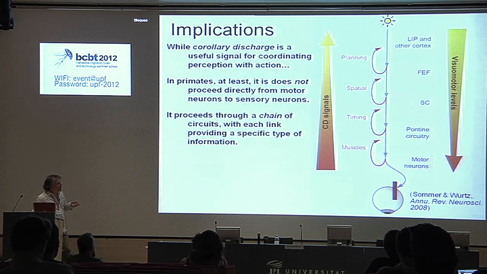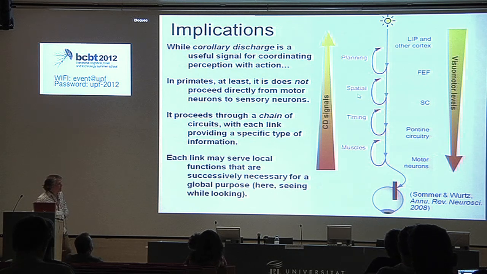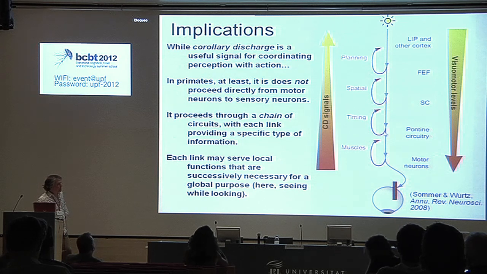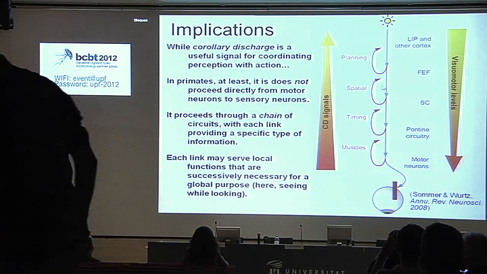cortical areas. Corollary discharge seems to proceed through a chain of circuits, with each link providing a specific type of information. And that's why, at the start, I said we need a better term. I don't really think of this as corollary discharge. I think of what's going on in a complex system like the visual-oculomotor system as basically feedback, essentially. Each area is telling its immediately previous area what it's doing. So the pons is causing activity in the motor neurons, but then it's telling the colliculus what it's doing. The colliculus is causing activity downstream, but it's telling the frontal eye field what it's doing. It's this chain of information transfer which is going on.